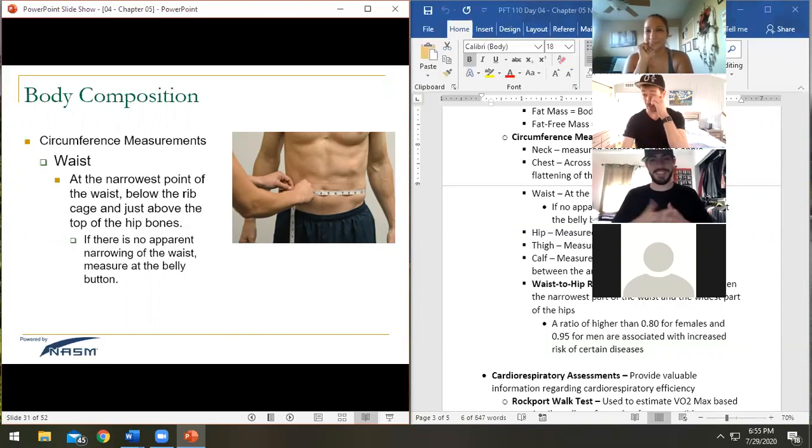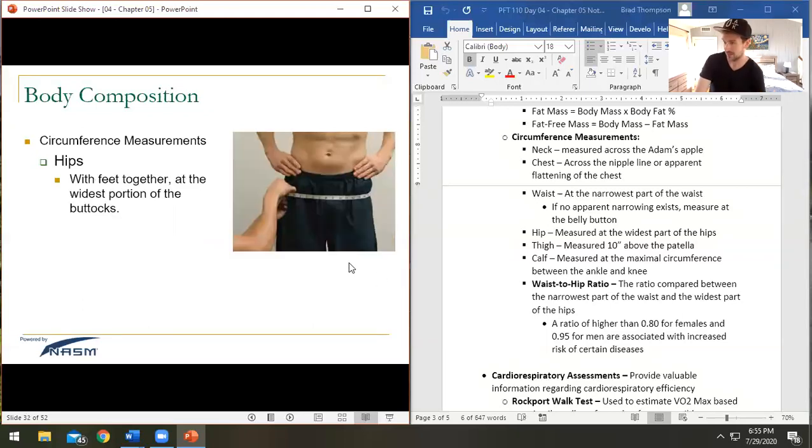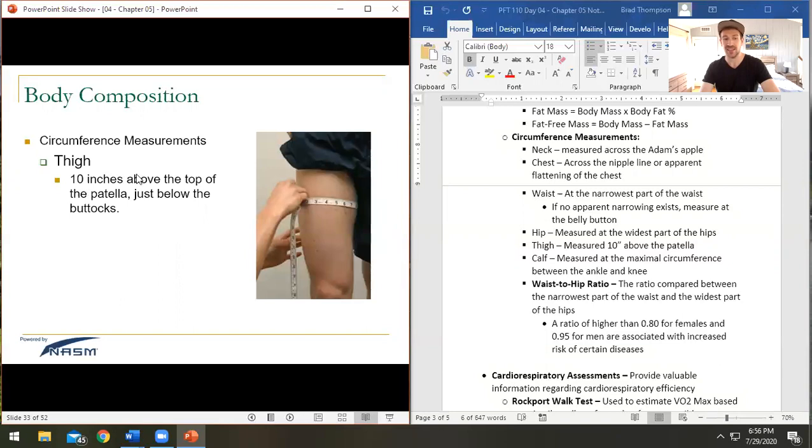So that's definitely a Brad method more so than something you'll find in a book. But they have different purposes. Never replace these types of measurements. These are physiologic as well as circumference. Hips: widest part of the hips from the frontal view with the feet together, okay? So widest portion here. Thigh, 10 inches above the patella.